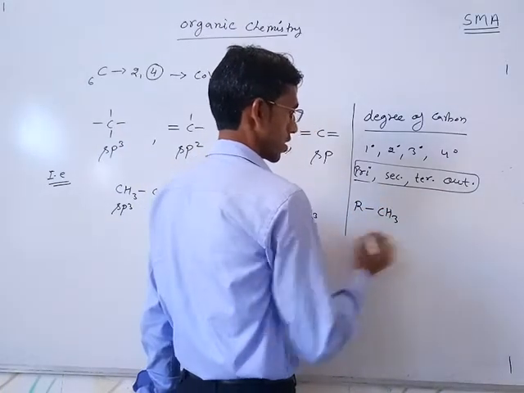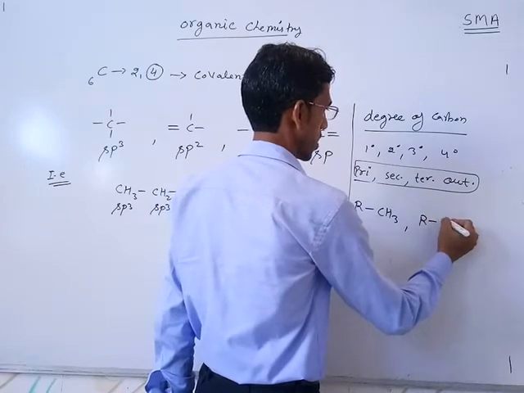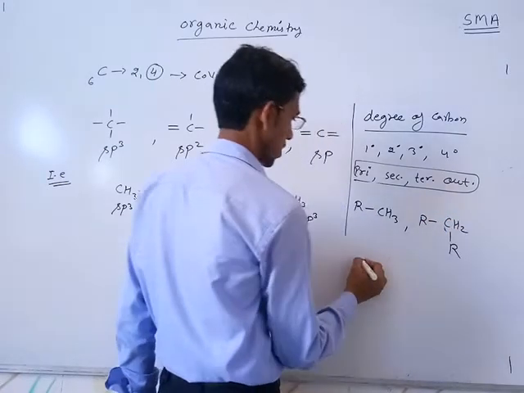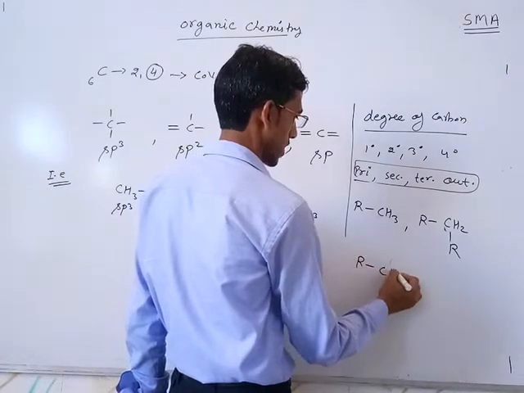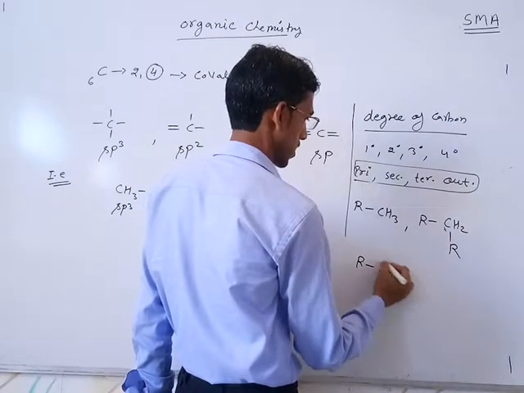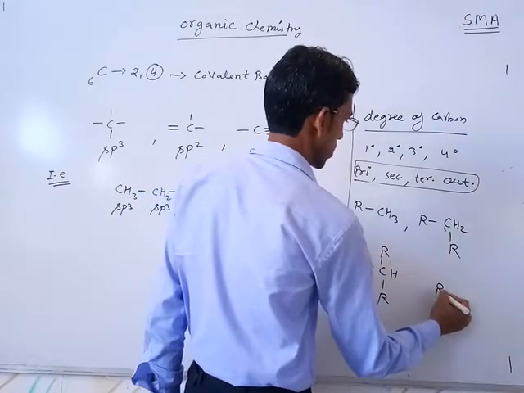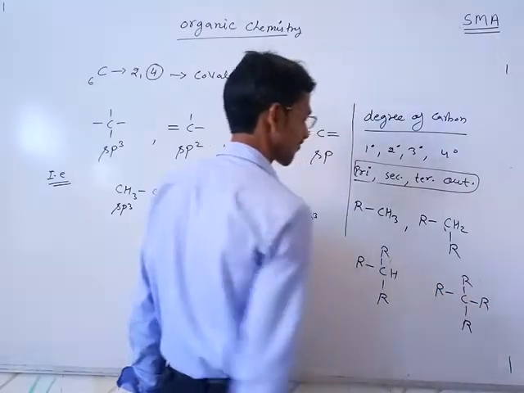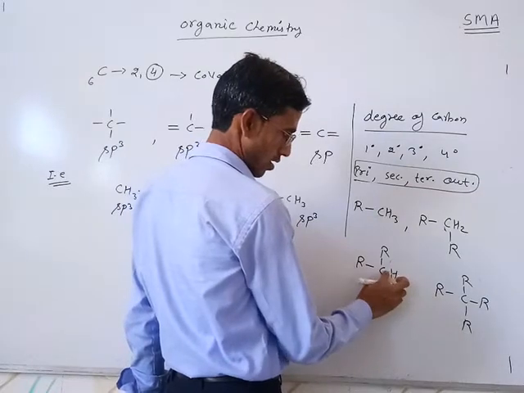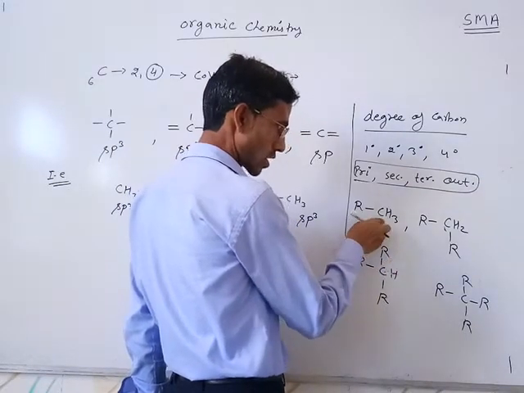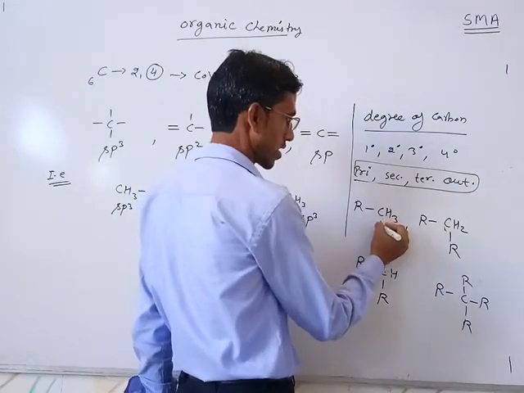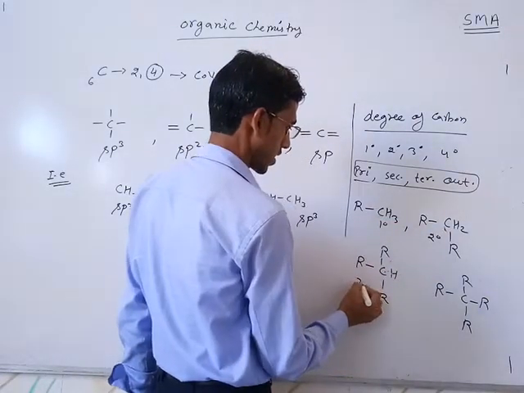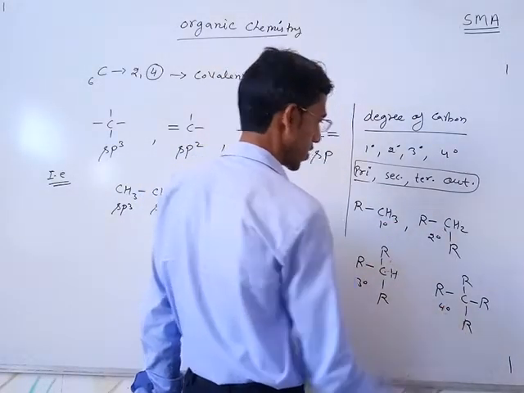Like RCH3, RCH2R, RCHR and RCR. Okay. The carbon attached to only one alkyl group is 1 degree, this is 2 degree, this is 3 degree, and this is 4 degree.